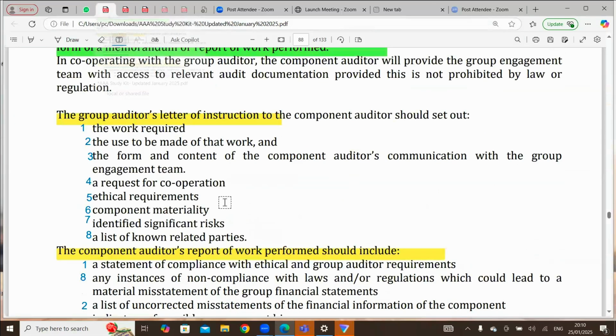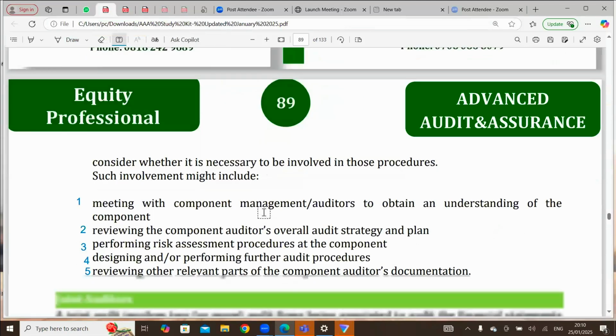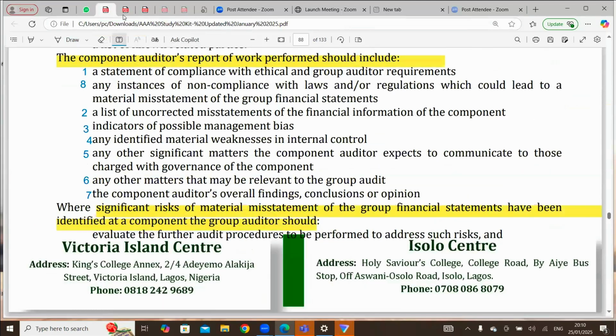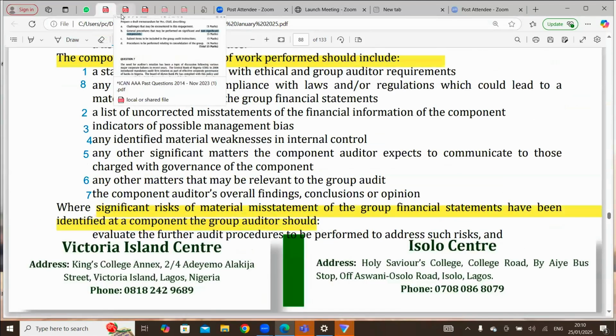This one is a CR question. What do you do when you are consolidating the group financial statement? That's what you will do in this case. Okay.